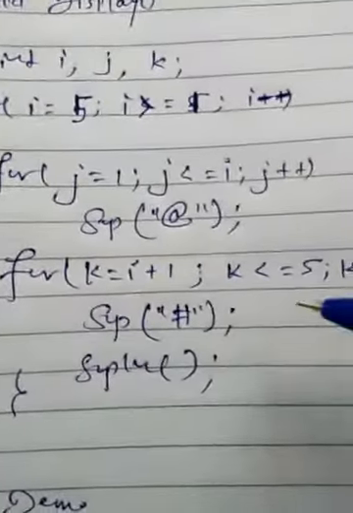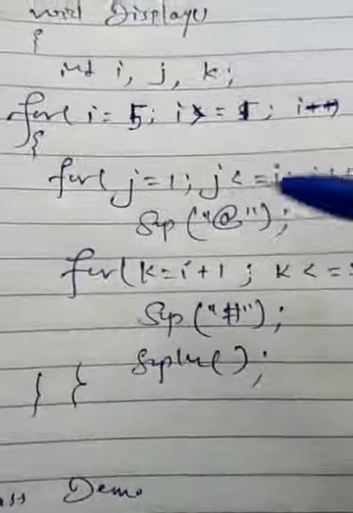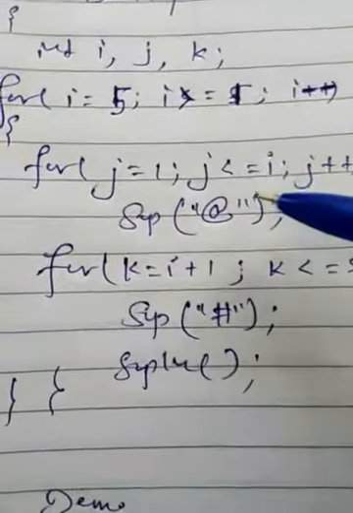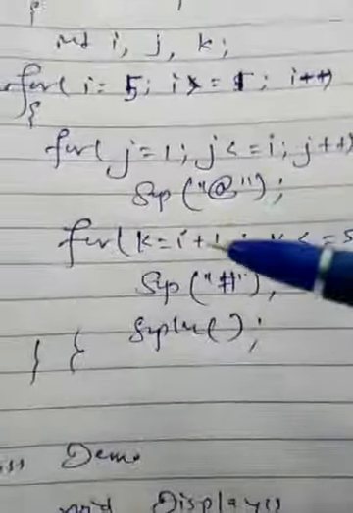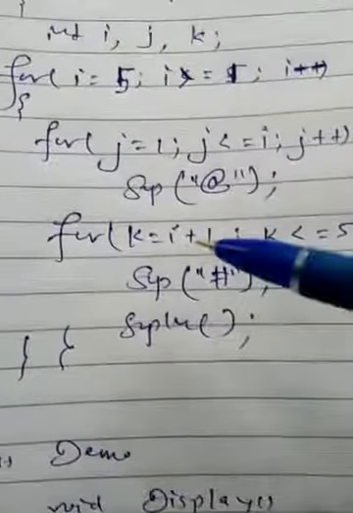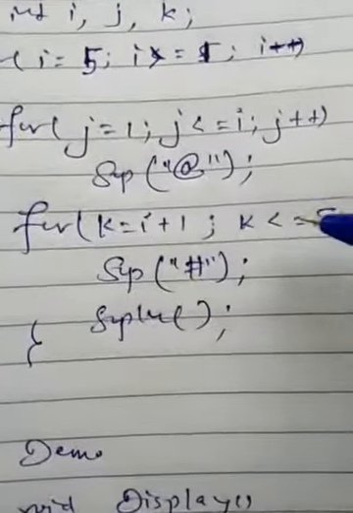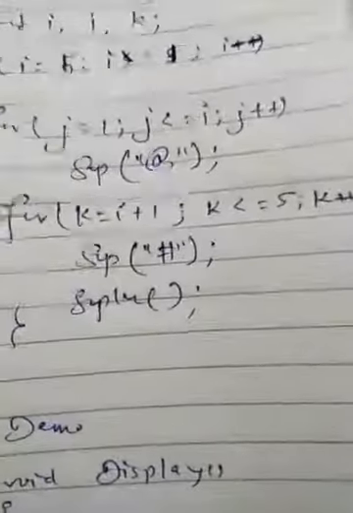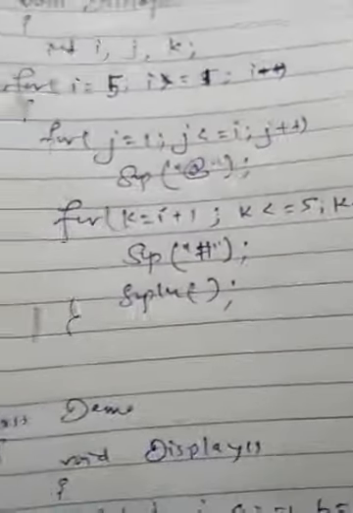The condition will fail. In the next row, i will be 4. This will execute 1 to 4, so 4 times at the rate will come from the k loop. 4 plus 5 is 9, only one time the condition will be true in the second row, so the hash sign will be printed only one time.